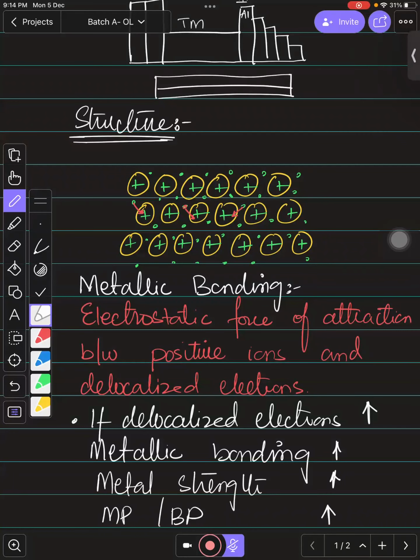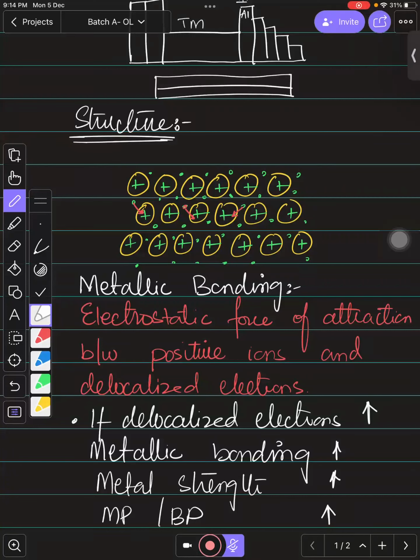Is that clear? That is why the melting point of sodium is lower compared to magnesium. Because magnesium has two electrons in its last shell, it will have two delocalized electrons. Metallic bonding will be greater in magnesium as compared to sodium. That is why sodium has a lower melting point and magnesium has a higher melting point. Is that clear, every one of you?